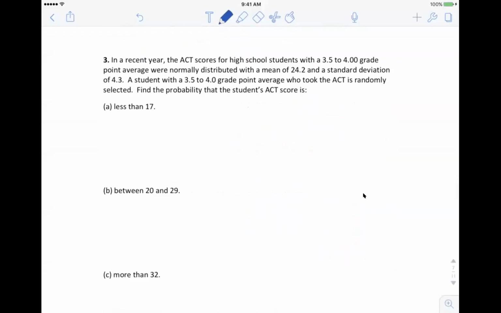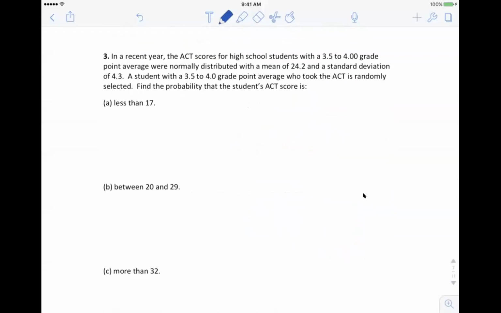Here's another one. If you want to try these on your own, go for it. Just hit pause and try them out. Otherwise, I'll just run through them right now. So what do we have? Got some numbers that we don't need. This is all descriptive, so don't need that. There it is, mean of 24.2, standard deviation 4.3, first question less than 17.